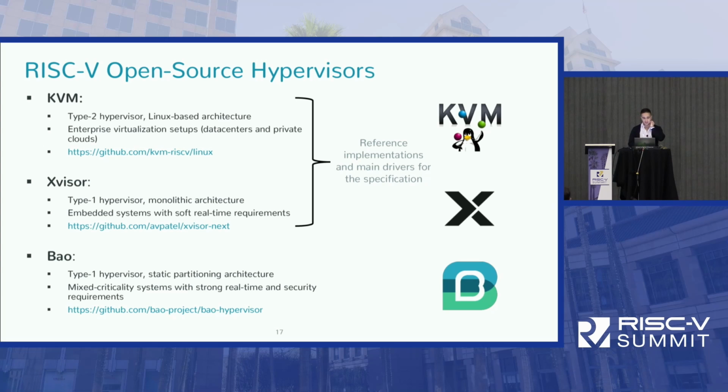BAO is a type 1 static partitioning hypervisor. It was developed and started by my team. And basically, it's for mixed criticality systems, and we have been helping also with the hypervisor extension, and we run BAO on different RISC-V cores with virtualization support. For each hypervisor, you also have the link if you want to check on GitHub. All of them are open source.